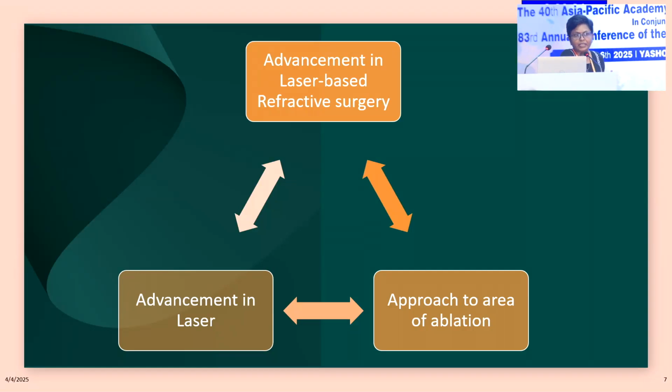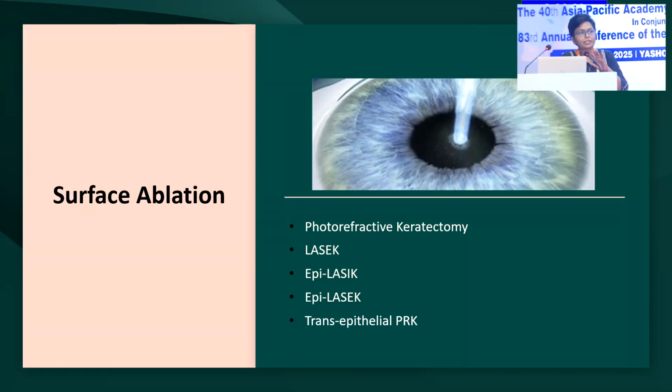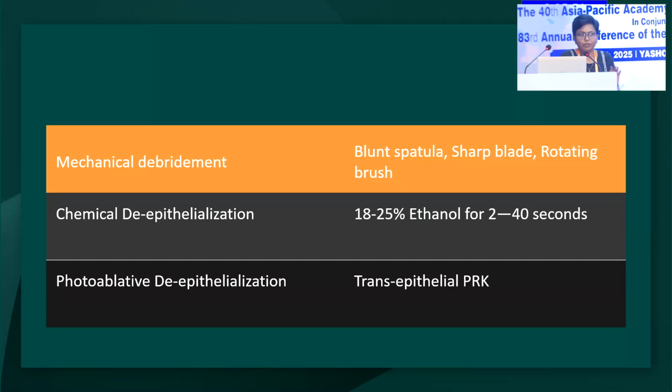So if we talk about the major advancement, it has happened at two places mainly. One, advancement in laser technique. Another, how we are going to approach the area where we are going to do the modification, how we are going to reach there. That is where the advancement is. So if we talk about approach, obviously the first would be the surface, because that is easily accessible. So we have multiple types, like PRK, LASIK, EpiLASIK, and trans-PRK. Not necessarily have they been invented in the same chronological order. But the idea here is to remove the epithelium and apply laser. This removal of epithelium can be achieved in multiple manners, be it mechanical, chemical using alcohol, or photoablative epithelialization, that is, by using the same excimer laser.